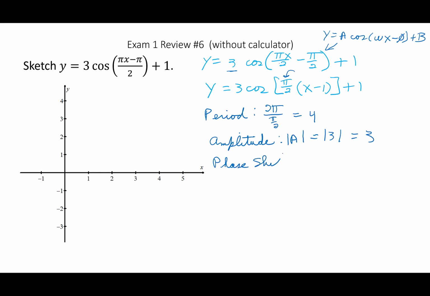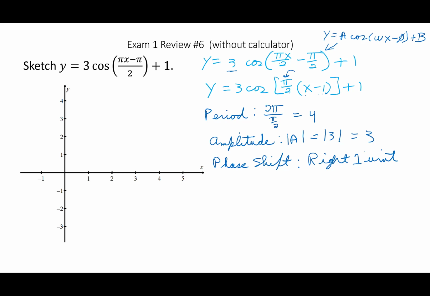So the phase shift is going to be the number here. If we're just graphing something like x minus 1 squared, we would take the graph of x squared and move it to the right 1 unit. So the x minus 1 here, once I factored out the pi halves, tells me that my phase shift is going to be to the right by 1 unit. Okay, so phase shift right 1 unit.